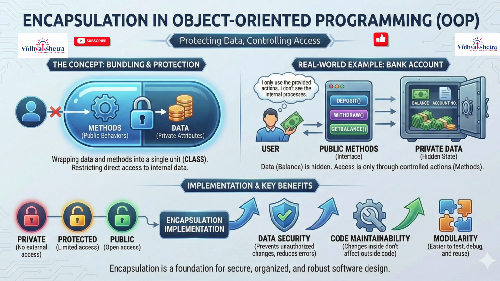Encapsulation in programming. In object-oriented programming, encapsulation is implemented using access modifiers. Access modifiers decide how data and methods can be accessed. For example, some data members are marked as private, meaning they cannot be accessed directly from outside the class. Public methods are provided to read or modify this data in a controlled way. This ensures that data remains safe and consistent throughout the program.